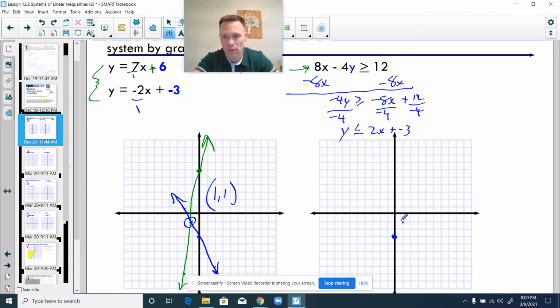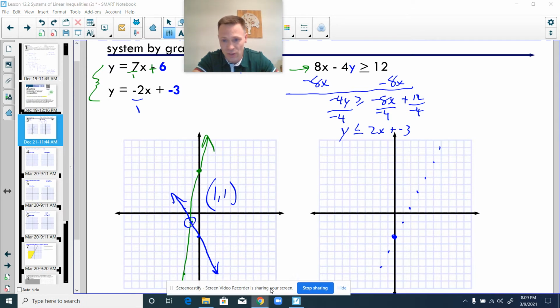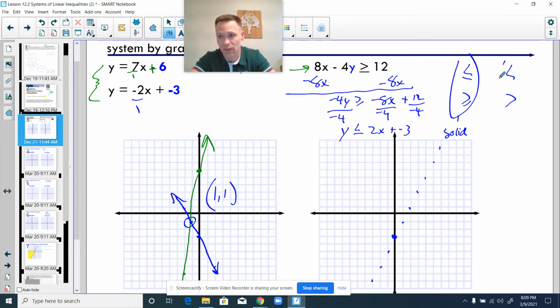So I go up 2, right 1, up 2, right 1, and there's my line. Now that I have my line started, I have to consider if it's solid or dashed. So remember, if it is an inequality symbol that has a line underneath, all of these are solid lines. And if it's an inequality that does not have that, all of those are dashed lines, right? So I have less than or equal to, so I know it's a solid line. So I will graph a solid line the best I can. It's a little bit tough with the equipment I have.